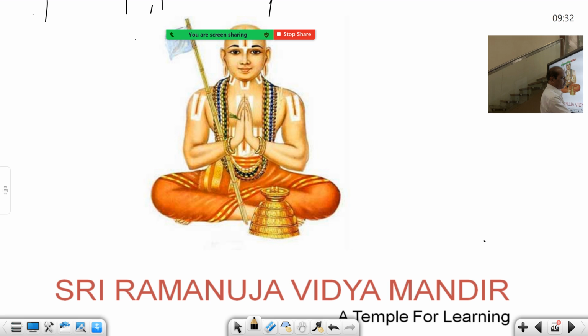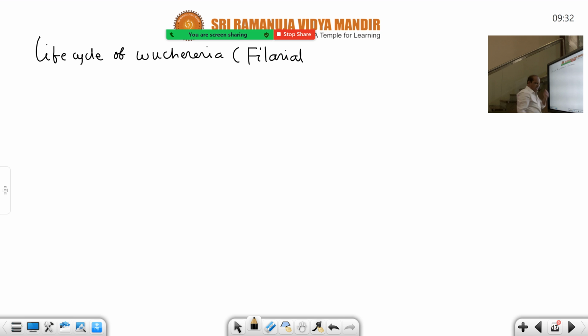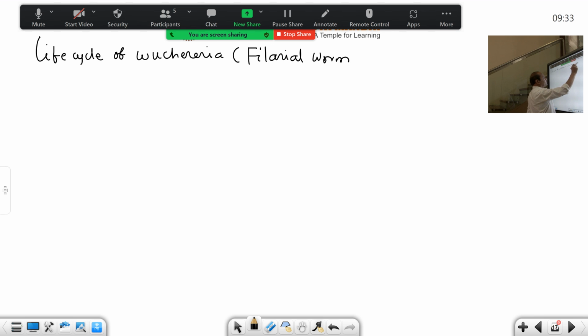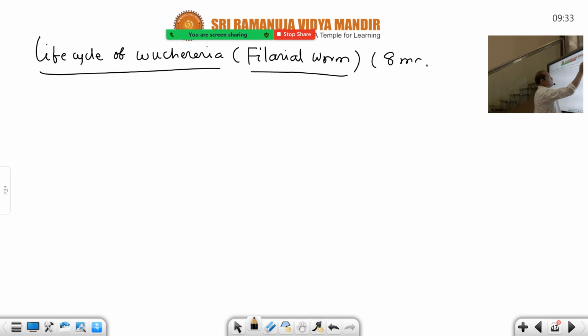Now let us enter into the life cycle of Wuchereria bancrofti. The life cycle takes place in two hosts, in man and mosquito. Simply keep the heading life cycle of Wuchereria, and in the bracket write filarial worm, commonly known as filarial worm. The common name of Wuchereria bancrofti is filarial worm because it causes filariasis. For the 8 marks question, you should write both general structure and life cycle. This is the last 8 marks question in the 6th unit, biology in human welfare.